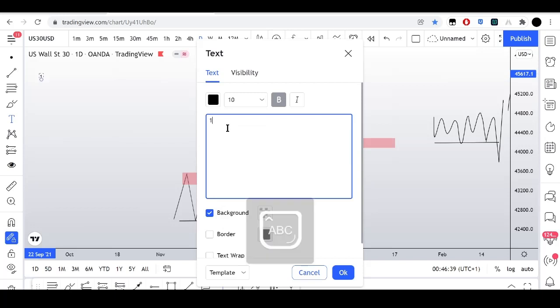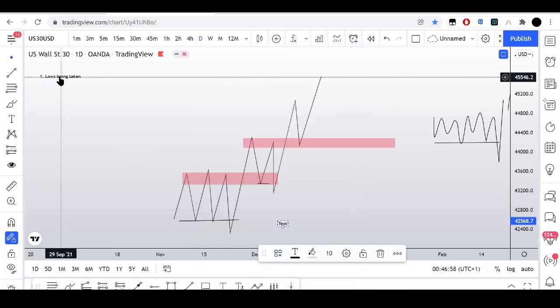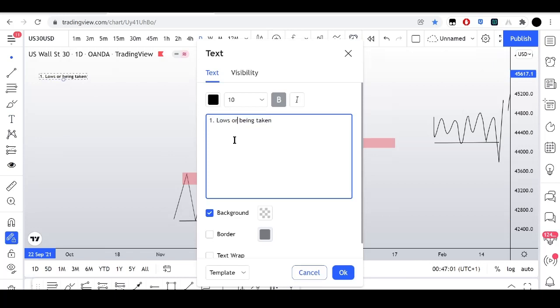Okay, so one. For the strategy, the model, you want to see lows or highs being taken before moving in the direction of your bias.